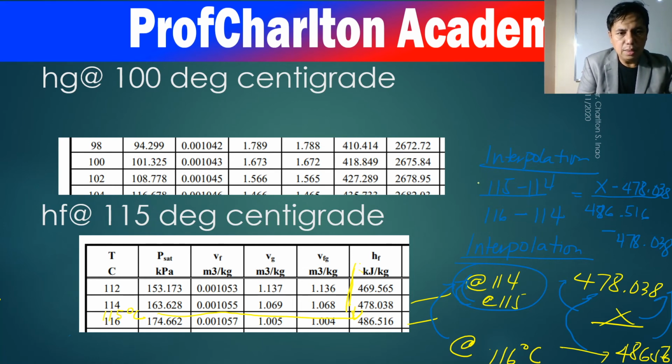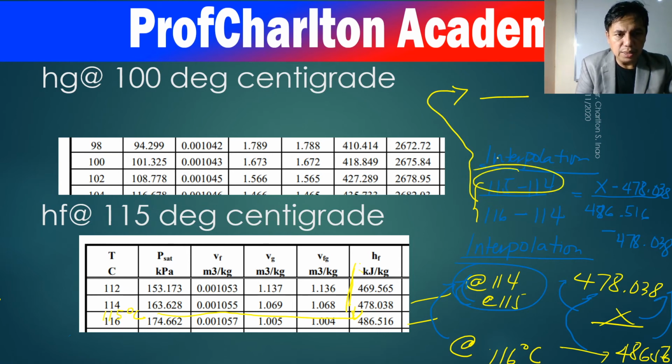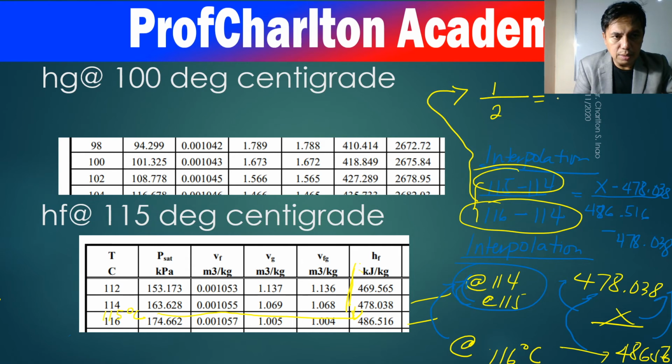So here, we could transfer this here, right? At the numerator, 115 minus 114 is 1. 116 minus 114 is 2. Then it is equal to x, right? x minus 478, the lower limit, 0.038. Then here, let me do this thing here.